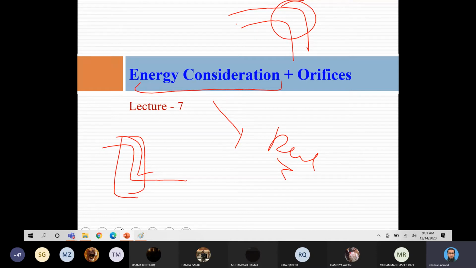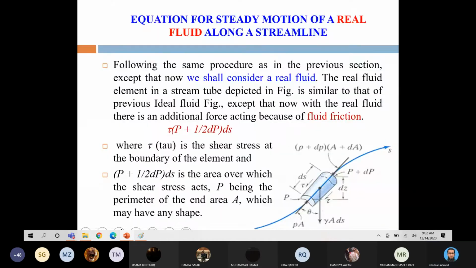And similarly, if we have certain expansion or contraction of pipe, then at these points there would be some losses. So yes, in real fluid there are losses, and we need to separately include the effect of losses in Bernoulli's theorem. Okay, so equation for steady motion of a real fluid along streamline.